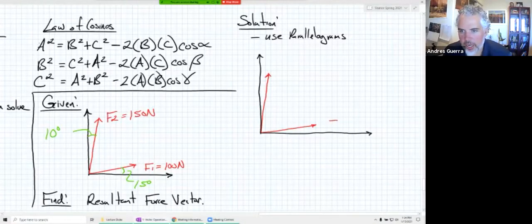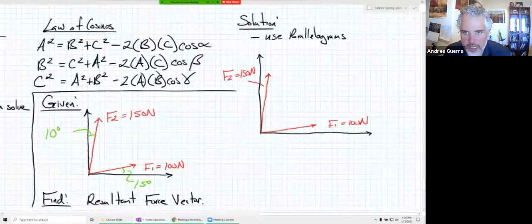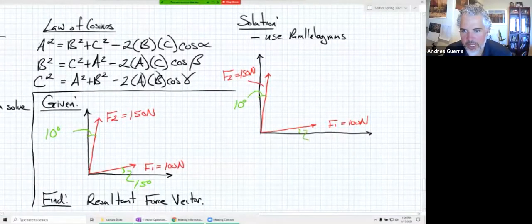So let me go ahead. F1 is equal to 100 newtons. Now we're going to fill in up here, kind of in between those two F's. So I'm going to draw my F2 over here off to the side, out of the way there. Let me also add my geometry here. So this is 10 degrees, and this is 15 degrees right here.